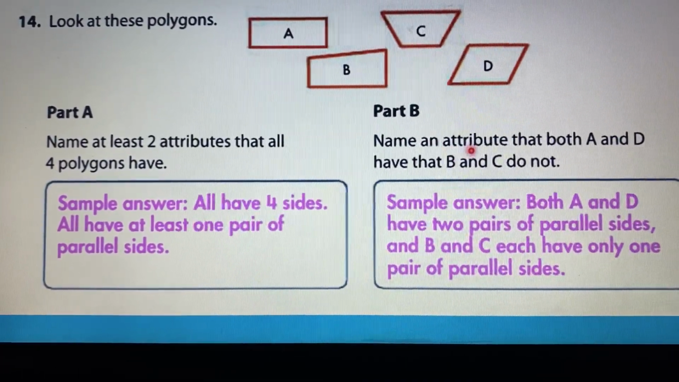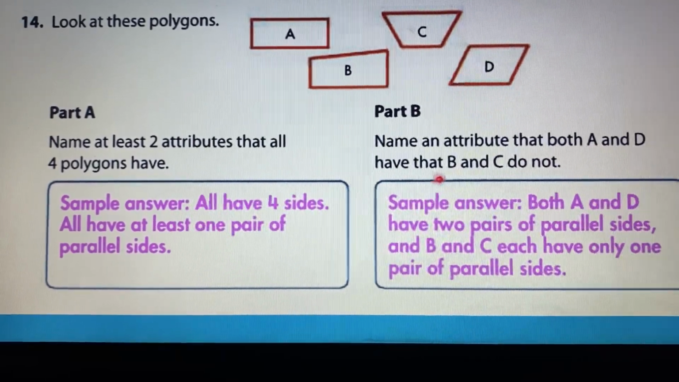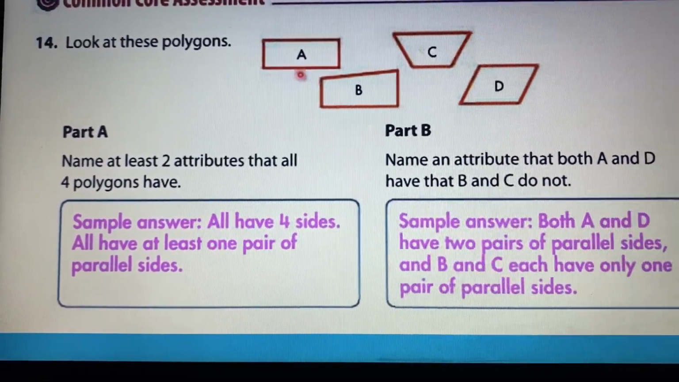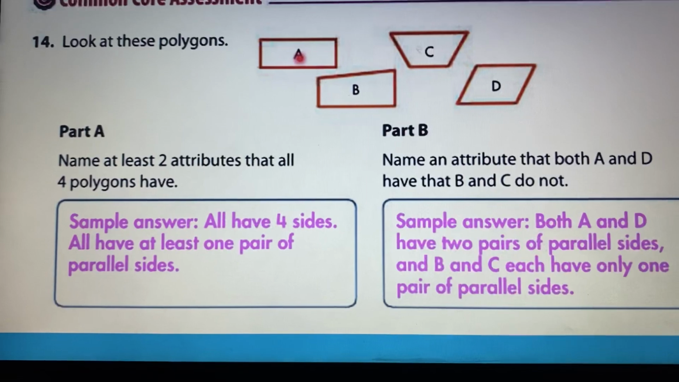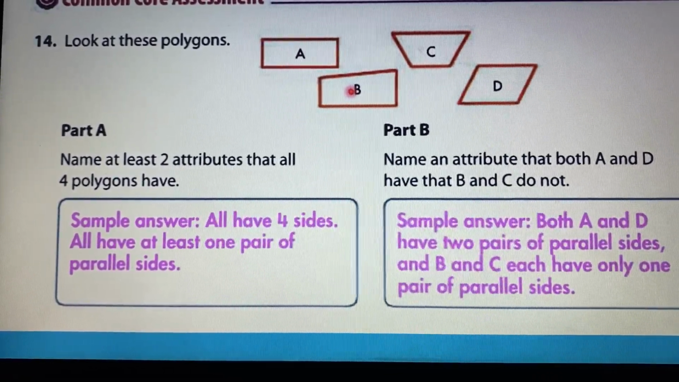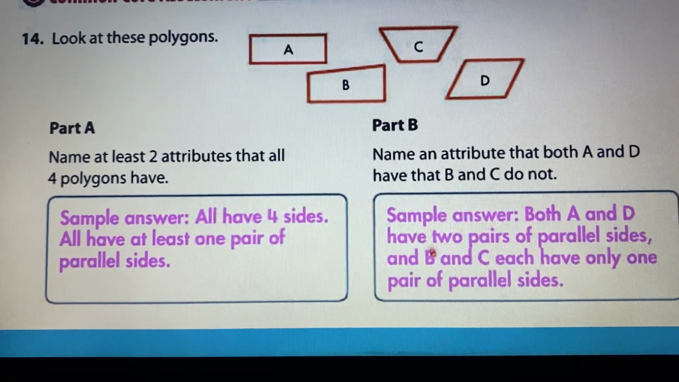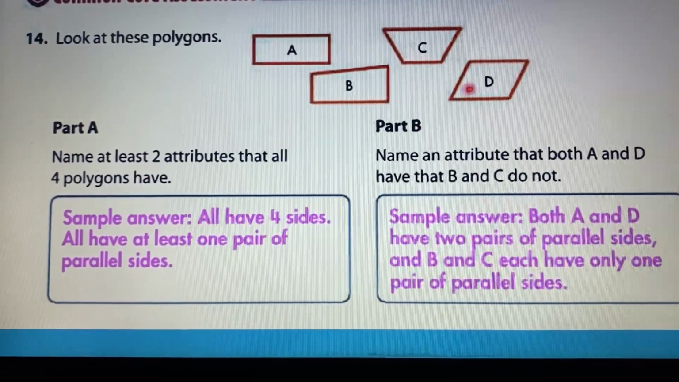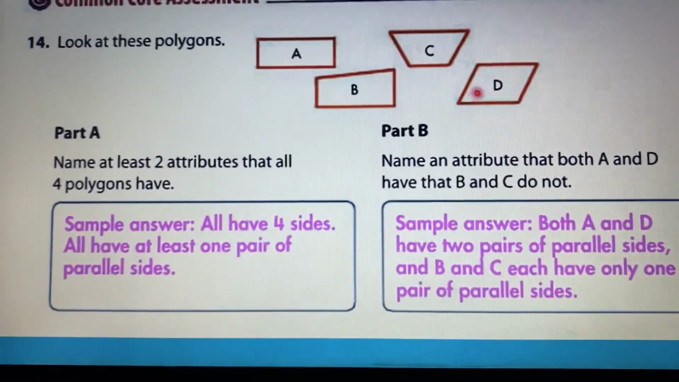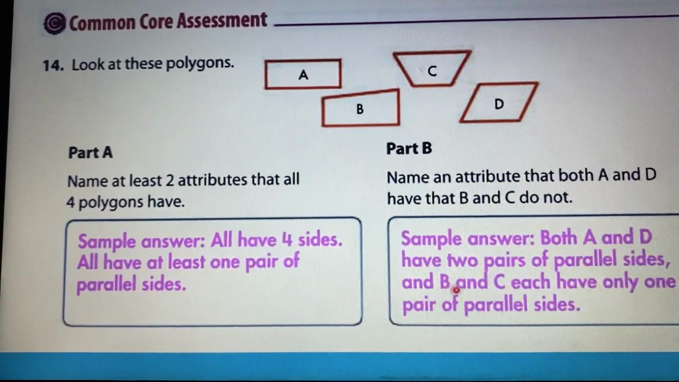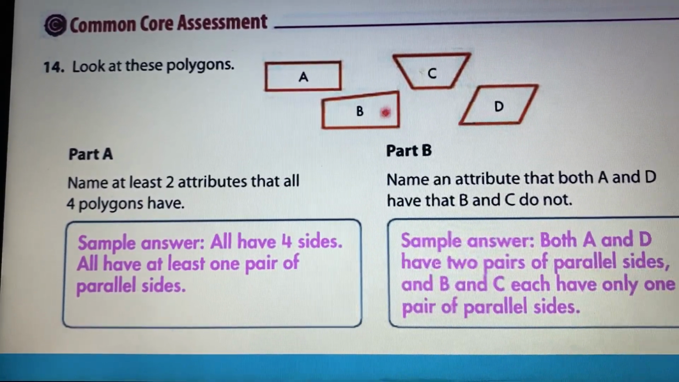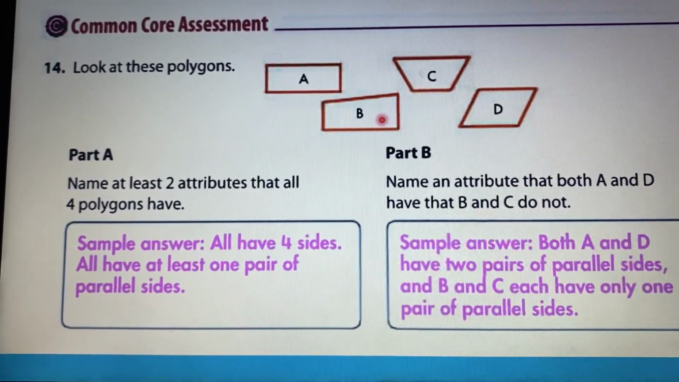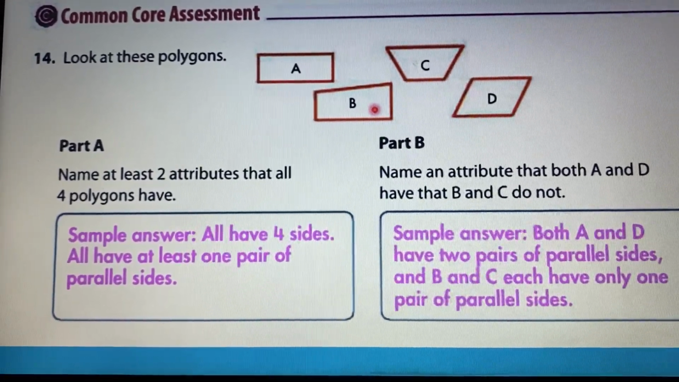Name an attribute that both A and B have that B and C do not. Okay, so let's take a look at A and B. A and B have two pairs of parallel sides. Now let's take a look at B and C. B and C have only one pair of parallel sides. So this is how they are alike or how they are different.